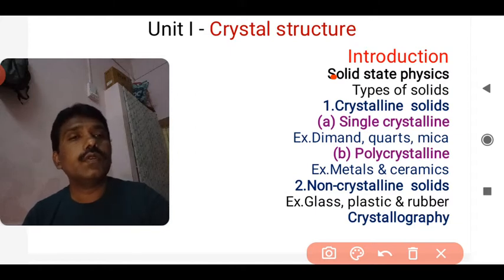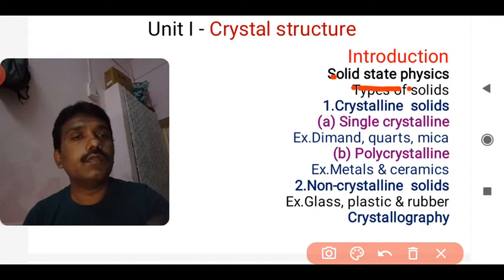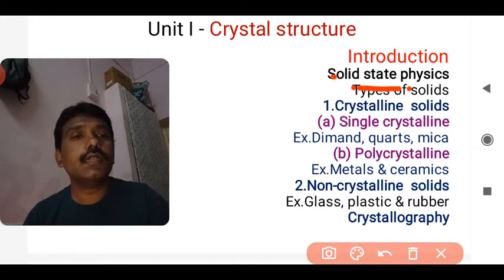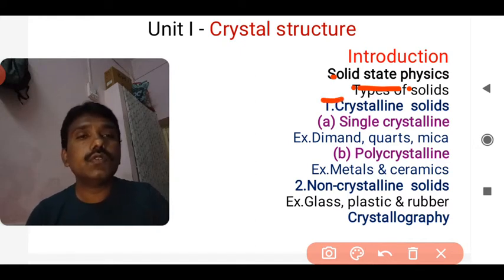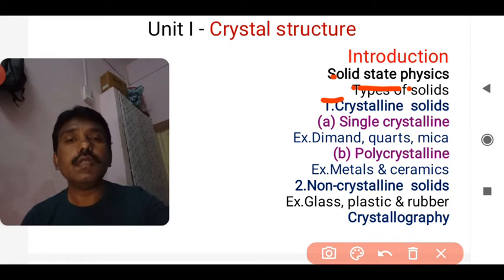We also saw the types of solids, and we found that there are two types of solids. One is crystalline, and another is non-crystalline. First we saw what exactly crystalline solids are. In crystalline solids, there is a periodic or regular arrangement of the atoms. That is nothing but crystalline solids.